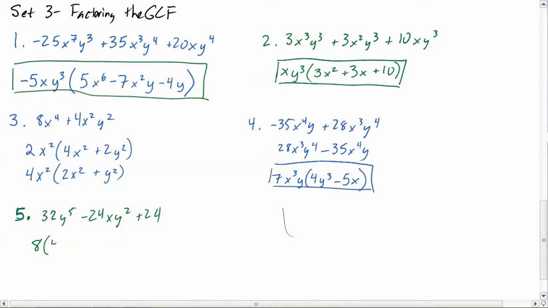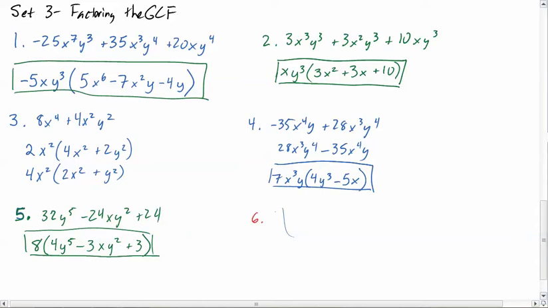So 8 into the 32 is 4. And then we still have the y to the fifth. 24 divided by 8 is negative 3xy squared. And then again, 24 divided by 8 is another 3. So there you go. There's nothing else common to all 3 terms, and therefore you can't go any further. That's what we do. All right, let's do the last one.